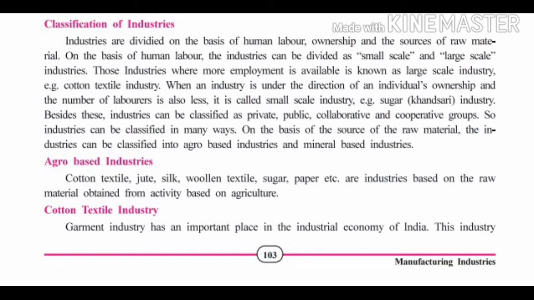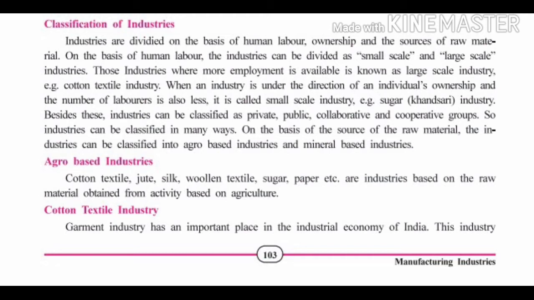The industries where the number of laborers is more and more employment is available are called large scale industries. Example, cotton textile industries. The industries wherein a small entrepreneur employs fewer laborers and produces less are called small scale industries. Example, sugar or khansari industry.